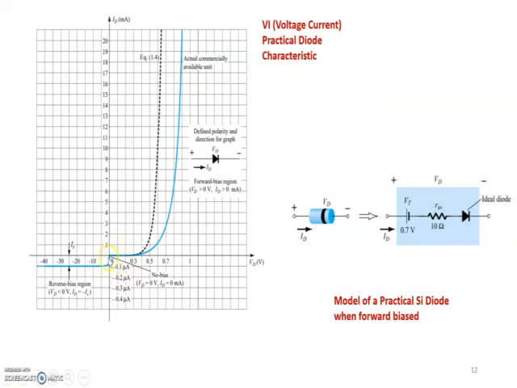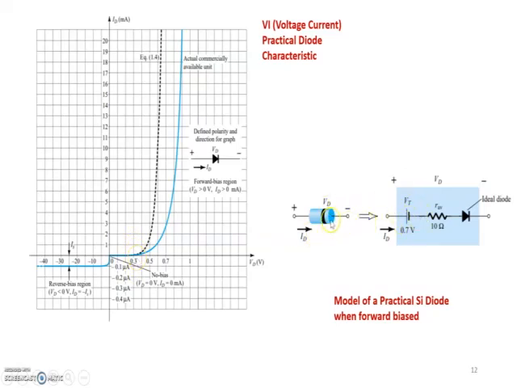We can see clearly that all three regions are mentioned in this graph. At this point, Vd is equal to 0, and when Vd is equal to 0, the current is 0. When Vd is positive, this side of the axis, it starts conducting only after about 0.1, 0.2, 0.3 volts. At 0 it is not conducting; it conducts after this point. This voltage is called the cut-in voltage or built-in barrier potential, represented by Vt.